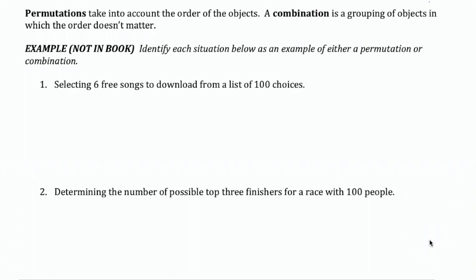So we've seen that permutations take into account the order of the objects. A combination is a grouping of objects in which the order doesn't matter. The first thing you have to be able to do is identify the two situations.